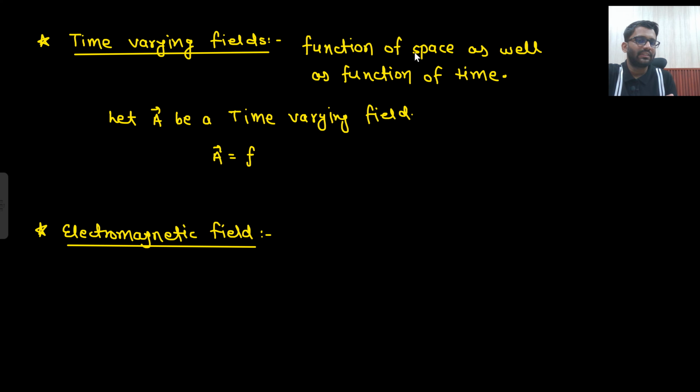What do you mean by time varying fields? A function of space as well as a function of time. So let us assume that my vector field A is a time varying field. That means my vector field A will be a function of x, y, z and time. All good?